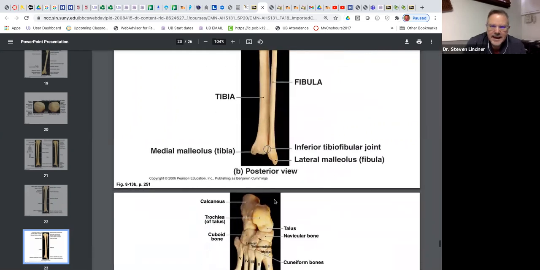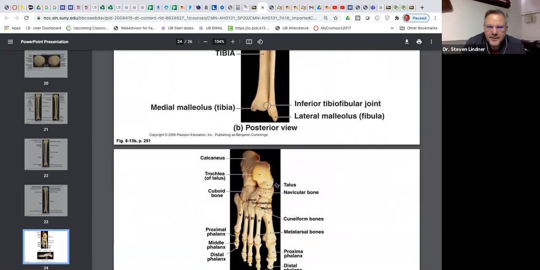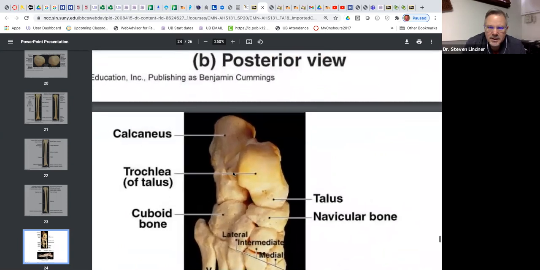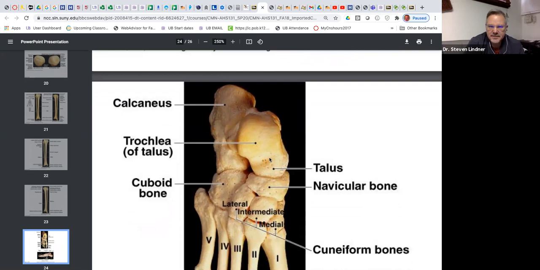Okay, and now we're left with the foot. So this point right here, this junction between the lateral and medial malleolus is going to clasp this bone, which is the most superior bone called the talus. The talus is the highest bone superior, and the calcaneus is the most inferior. It's your heel bone. The calcaneus is your heel. Then you have the talus.